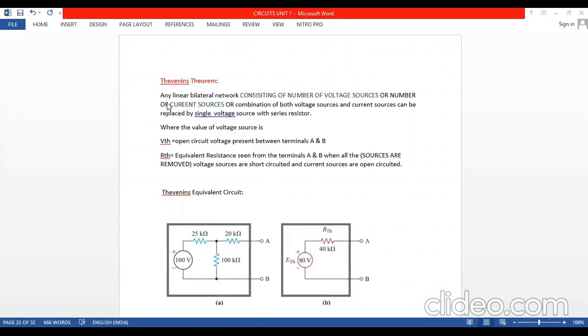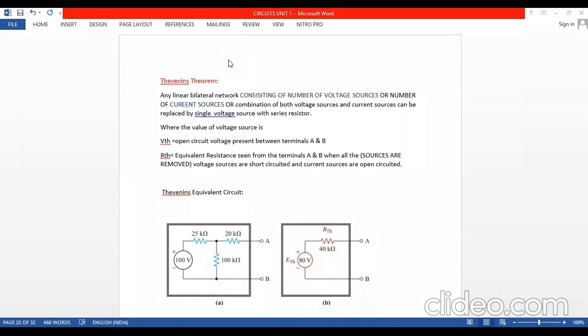Now you see, all students, for any theorem we are supposed to write this statement: any linear bilateral network. Yesterday I mentioned the difference between network and circuit. A network is a combination of elements. What is the bilateral word? Anyone tell me? What is the meaning of the word bilateral? The current flows in two directions. Yes, that is called bilateral.